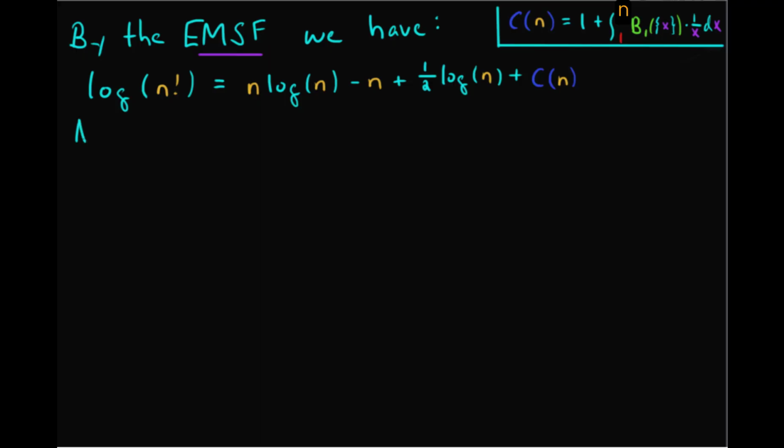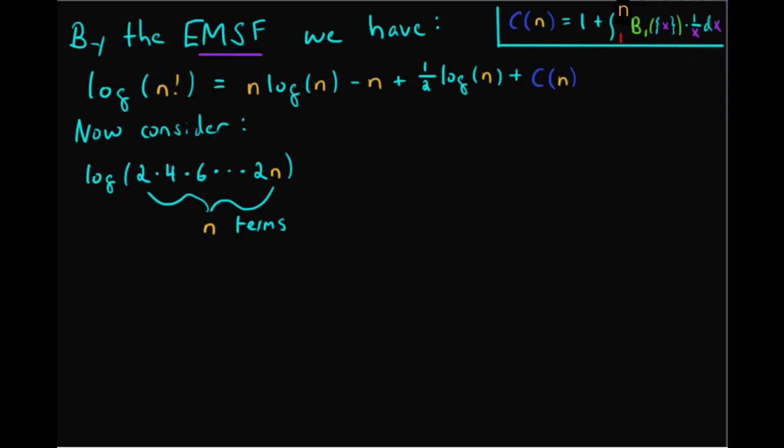Now, if we played around with this formula and tried it out on different products, we might eventually turn to double factorials. Double factorials are like factorials, but you skip every other number. So, for example, 2n double factorial would be 2 times 4 times 6 times 8 all the way up to 2n. So if I want to consider the logarithm of 2n double factorial, that's log of 2 times 4 times 6 times 8 all the way up to 2n, well, the first thing I might realize is that I can factor out a 2 from each of those terms.